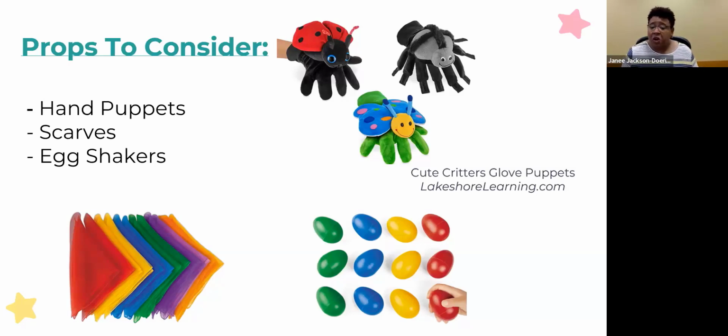Down below, we have scarves. Definitely consider having scarves as props for story time. Scarves are great for playing peekaboo. So definitely consider having some scarves. Maybe you might consider egg shakers, so that way the babies can hold and shake the eggs. So these are just a couple of things to consider when you want props for your story time.